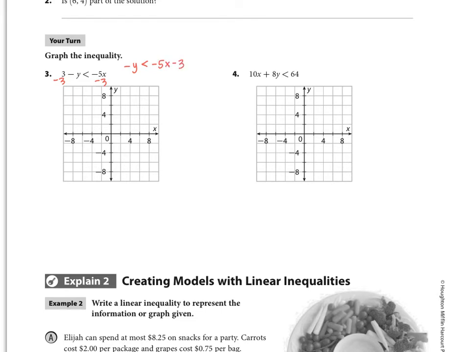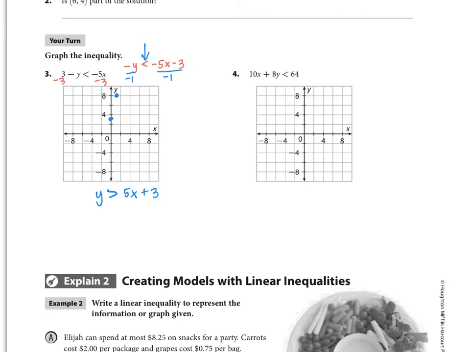The next thing I'm going to do, here is something you have to remember about inequalities. If I divide by -1, in fact, if I divide or multiply by any negative number, the inequality sign needs to switch. So it's going to become y is greater than 5x plus 3. Okay, so at 3, here is my y-intercept. I'm going to go up 5 and over 1.